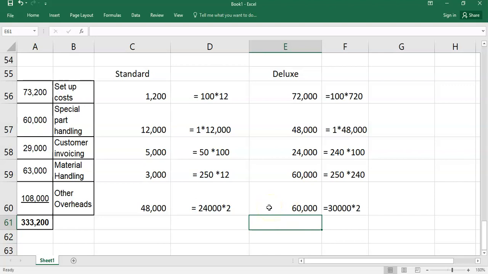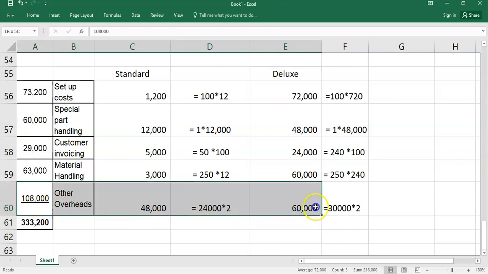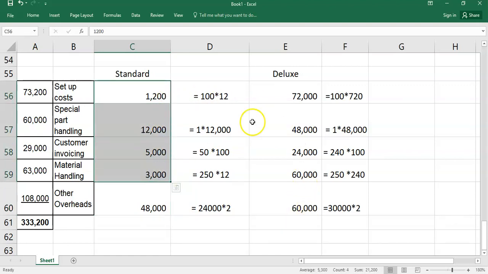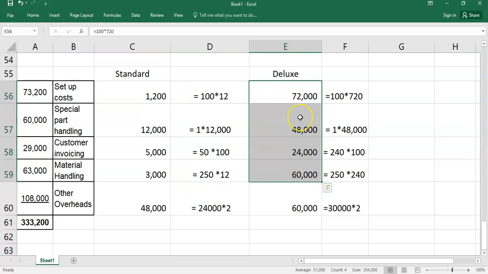But notice what we're looking at now. This was the traditional driver. So you can nearly say it's nearly half and half split if you're looking at labour hours. But when we bring in other drivers, there's nowhere near a half and half split because deluxe uses a lot more of each of the activities. So we say there deluxe are a lot more resource intensive.